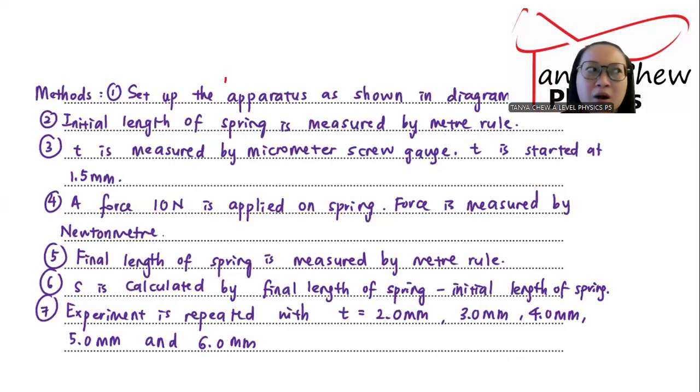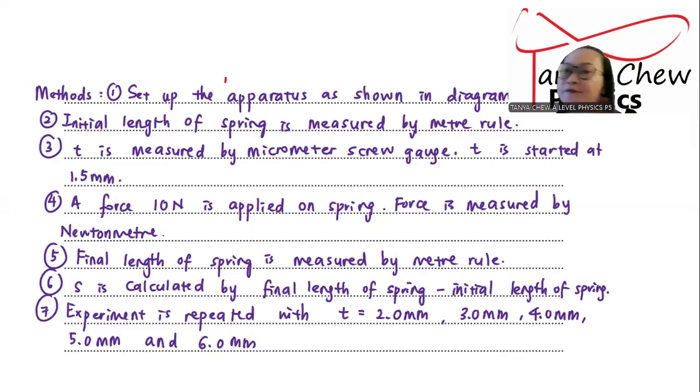Initial length. Remember, we are supposed to measure S. S is the extension of the spring. So before I find the extension of the spring, I need to measure the initial length of the spring. Tell the examiner initial length. What is the instrument that I'm supposed to use to measure the initial length? So I'm supposed to use a meter rule. And what about the thickness? Remember just I told you, thickness can be measured by micrometer screw gauge.